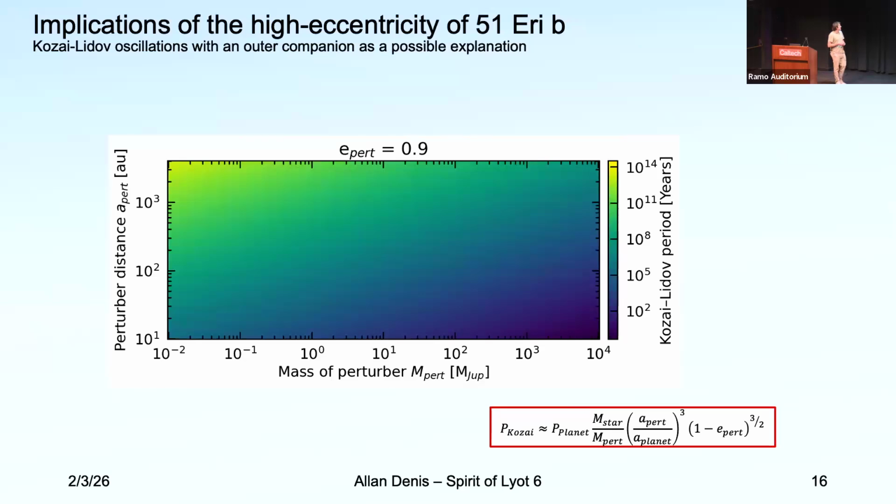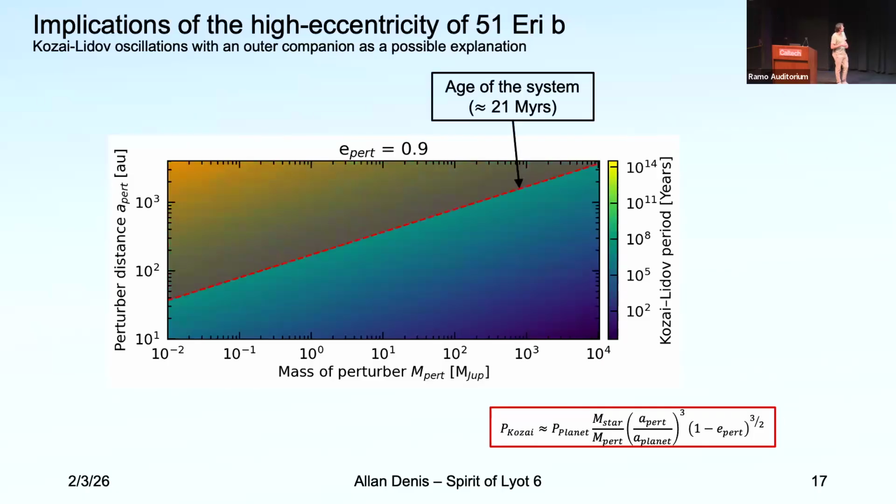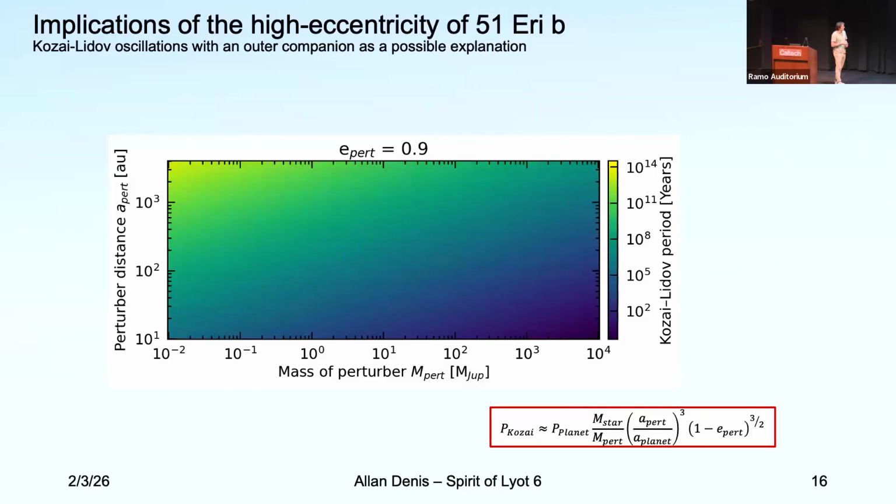So what can we say about the eccentricity of the planet? One possible scenario is the Kozai-Lidov oscillations. The Kozai-Lidov oscillations are due to the fact that some external perturber may induce oscillations in the eccentricity of the planet, which may increase this eccentricity up to very high values. What I plotted here is the time scale of such oscillation as a function of the mass of the perturber and its separation.